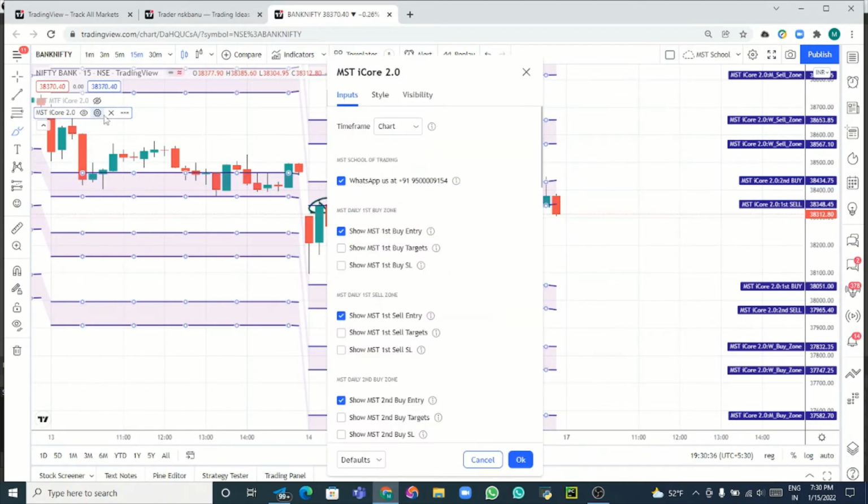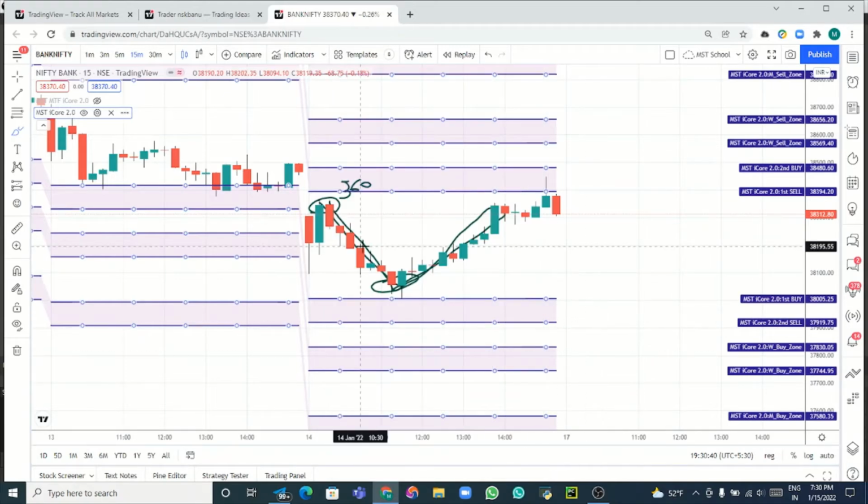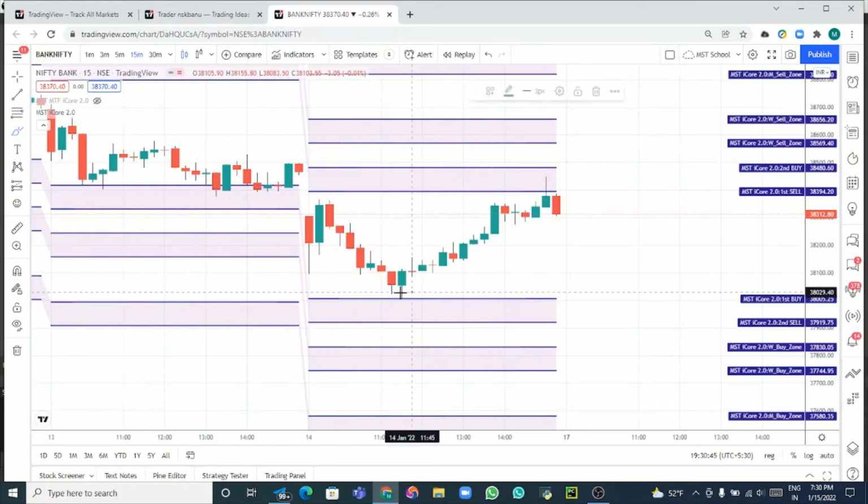Go here and change to day time frame. Why am I asking to change to day time frame? Because you will get the perfect entry, so we will not lose much amount. See here, the low was 38,007.